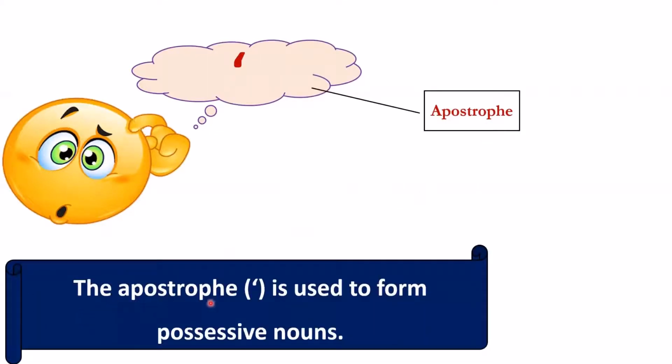So, children, you have seen this sign just in the above sentences. Yes, आपने अभी ये sign देखा था ना? Then tell me, children, what is the name of this sign? What do we call? We call this sign apostrophe. What do we call? Apostrophe. The apostrophe is used to form possessive nouns. So this sign is used to make possessive nouns.